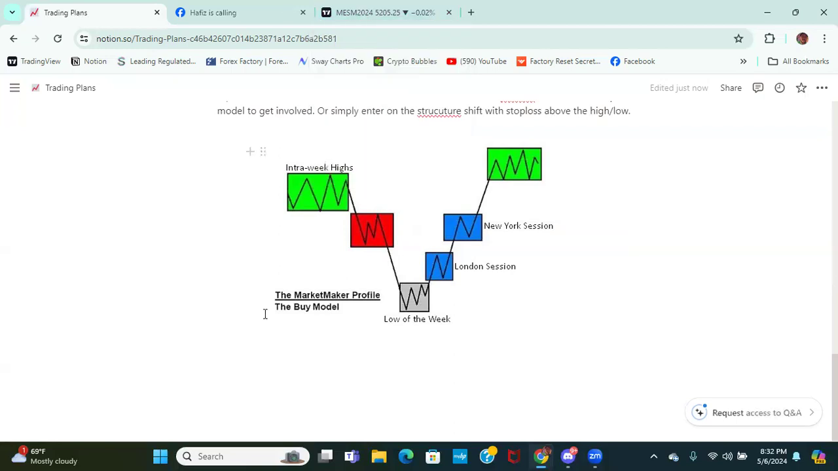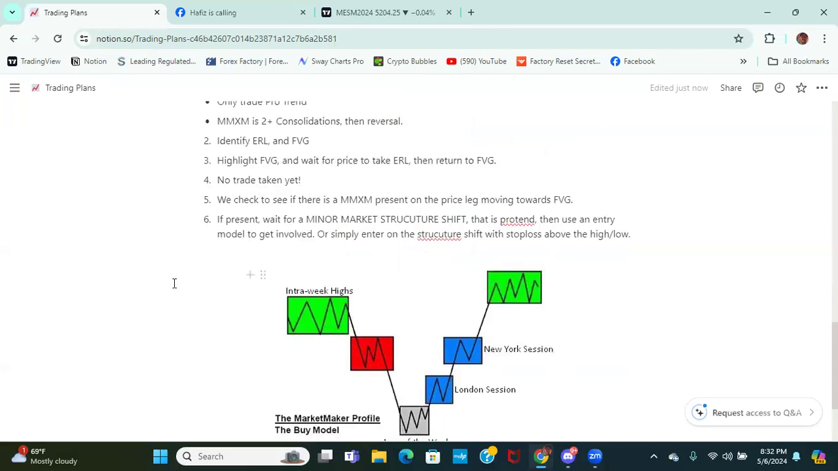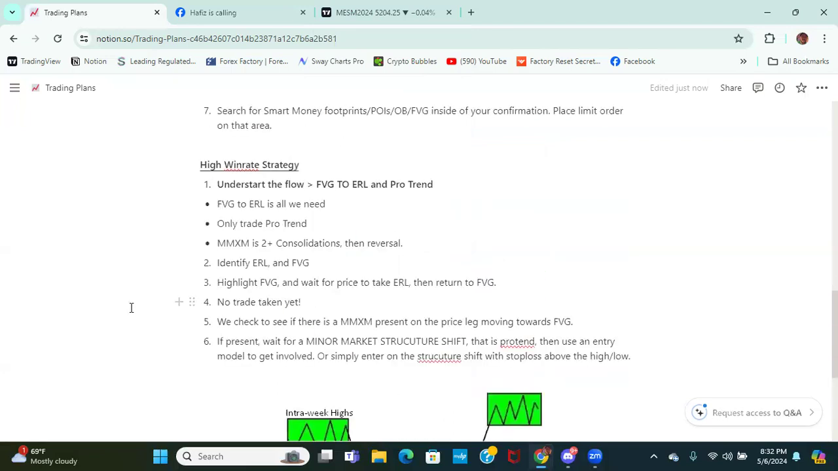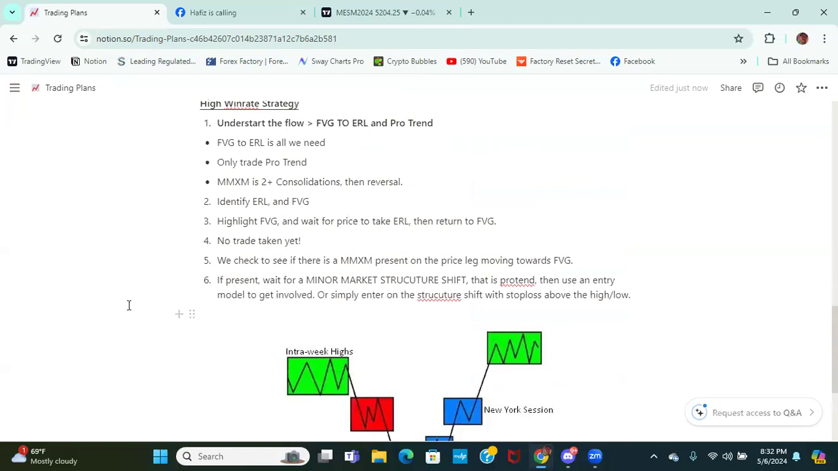Okay, where was I? As soon as this trend becomes obvious, that's when the market makers push through. Okay, they come through and wipe out all of this liquidity. So this market maker buy model and market maker sell model is going to be incorporated in this next trading plan. Okay. So first you want to identify your external range liquidity.